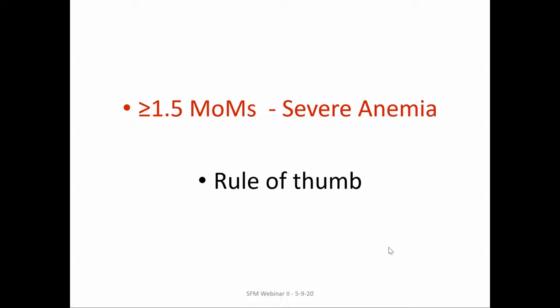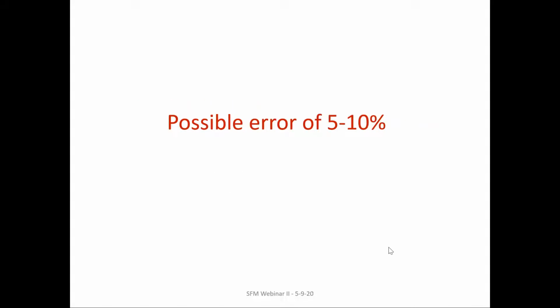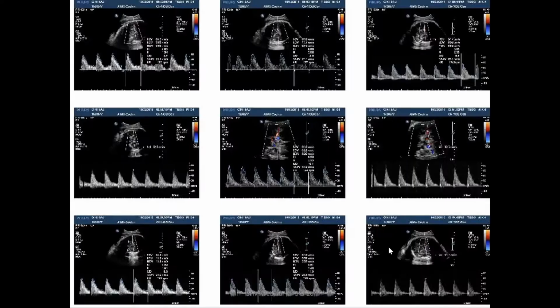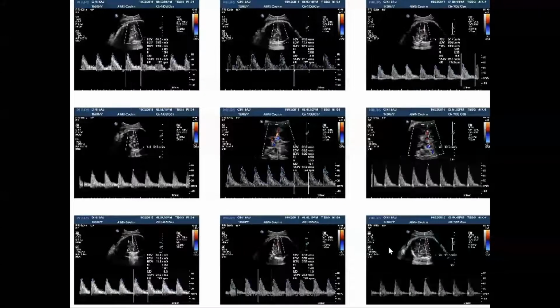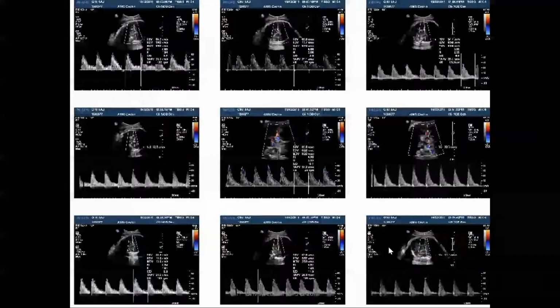And if you actually were to put these values into a calculator, it would indeed turn out that this value is above 1.5 MoM. Now, there is a possible error of 5 to 10% for the MCA-PSV. You could have a false positive or a false negative value, which is why it is very important to realize that you should always look at the trend in MCA-PSV value and not at just a one-off value.